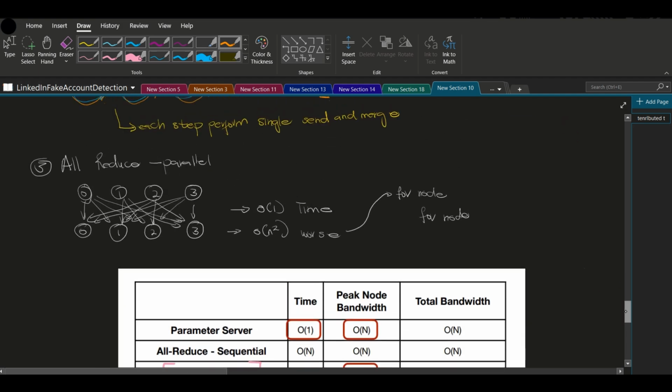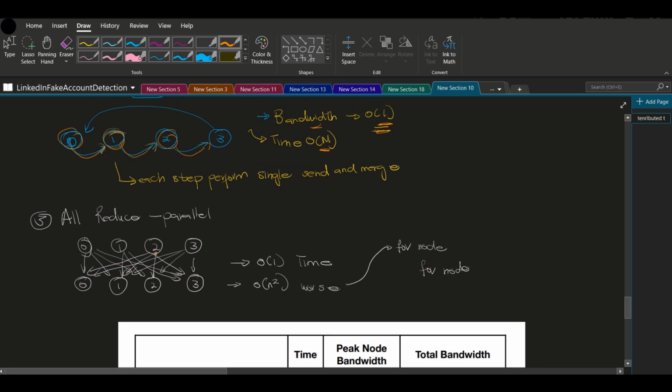Okay, so I covered the all reduce parallel. This one is where all the nodes are sending all the gradients to all the nodes so that they can be computed. It helps us on the time, but then the bandwidth becomes worse. So all our nodes are getting overwhelmed.